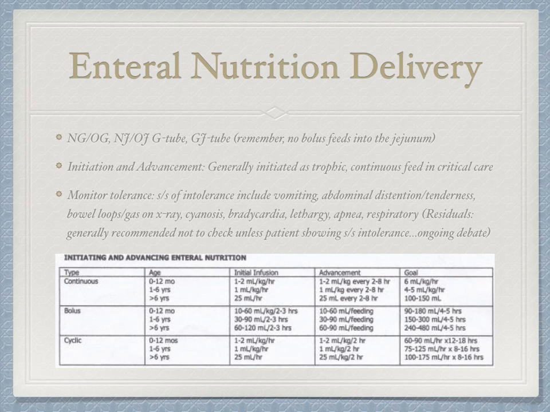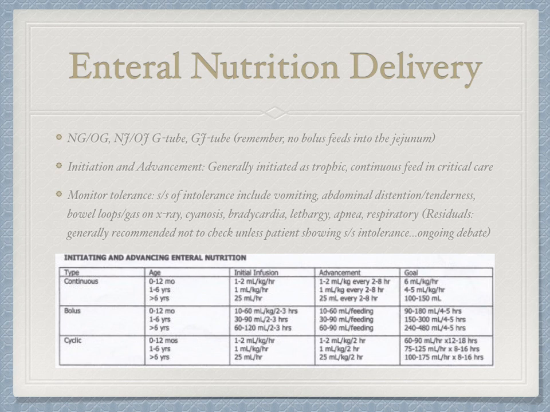I apologize in advance for the table below. I'm hoping to get a better copy into the slideshow, but this is what we're kind of stuck with at the moment. The routes for enteral delivery are fairly standard: NG, OG, NJ, OJ, G-tube, GJ tube, and several other variations of this. And remember, no bolus feeds into the jejunum, which is very important for children as in adults.